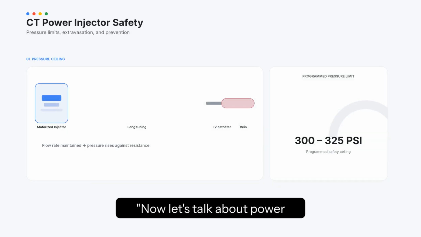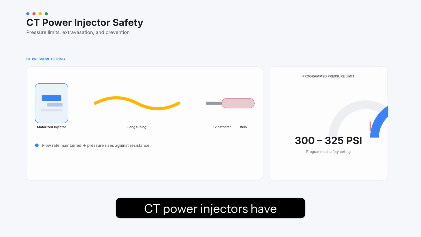Now let's talk about power injectors and PSI, or pounds per square inch. Power injectors don't just push fluid. They use motorized pistons capable of generating immense force to overcome the resistance of long tubing, small catheters, and thick contrast media. Most modern CT power injectors have programmed pressure limits set between 300 to 325 PSI.